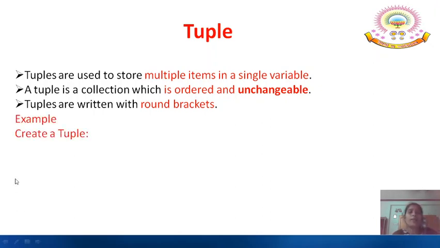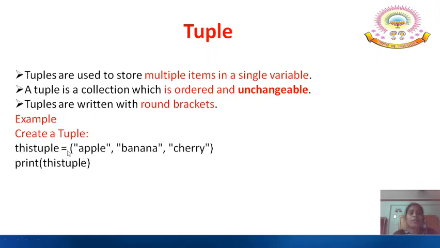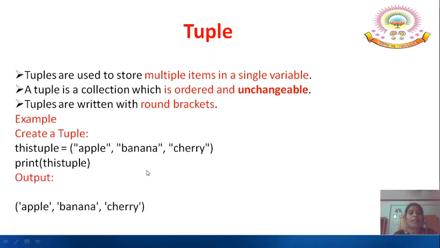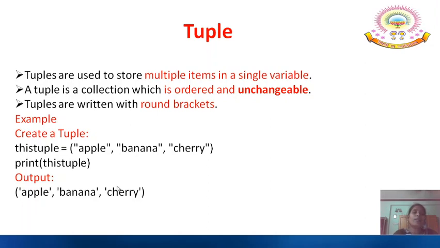So here, create a tuple: this tuple equals apple, banana, cherry. Print this tuple. That means it is printing apple, banana and cherry. You have created a tuple now. Multiple items are stored under a single name.